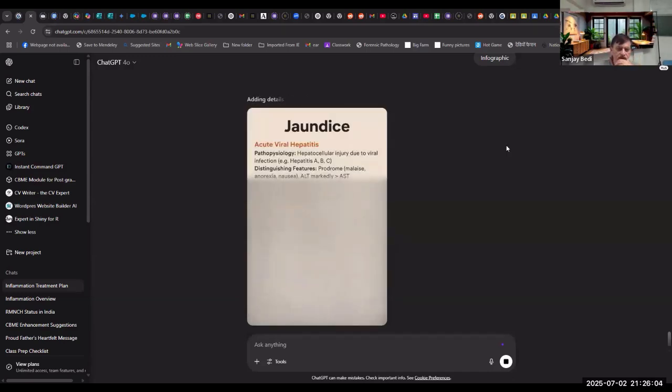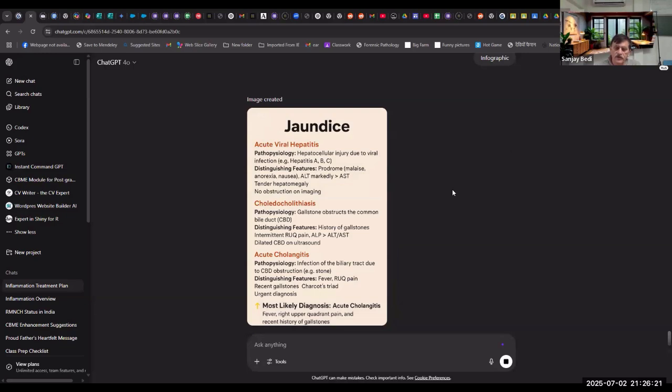So it's creating a flashcard, which you can just take a printout of. And this you can distribute to your students or make a poster, etc., whatever you want.